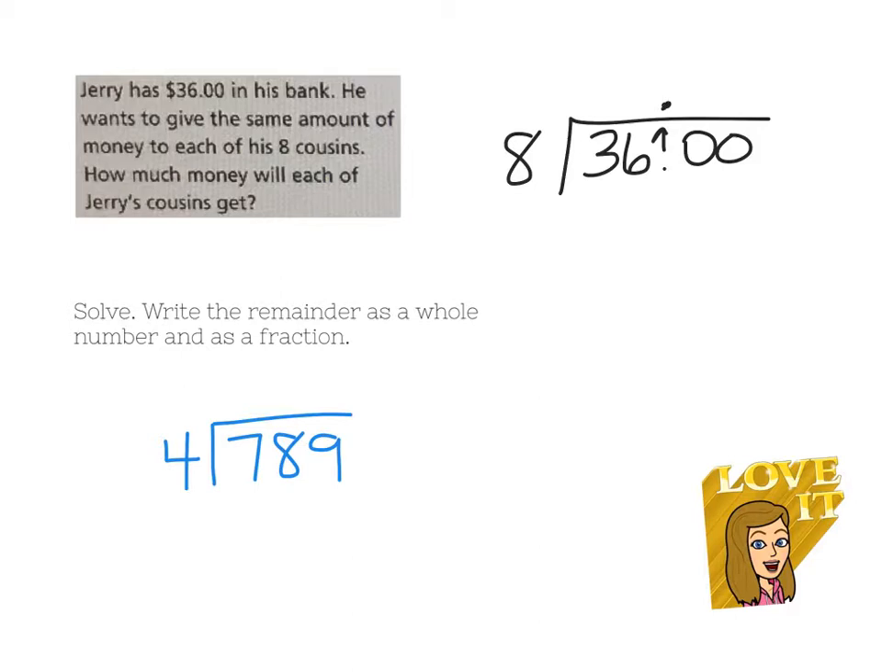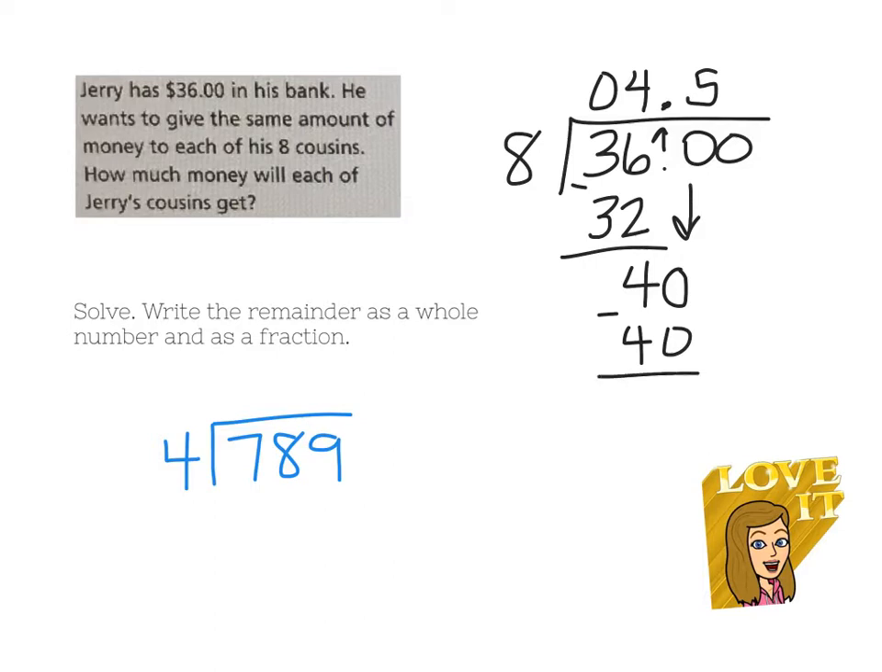Does 8 go into 3? No, 0 times. Does 8 go into 36? Yes, the closest it can get is 4 times, because 8 times 4 is 32. I subtract and I end up with 4. Bring down the 0 to make 40. Does 8 go into 40? Yes, it goes in 5 times perfectly. 8 times 5 is 40. Subtract that. That gives me 40 minus 40, which is 0, and then I'll bring down the next number.